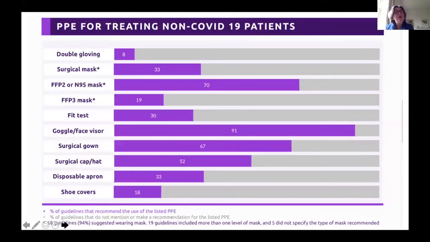In terms of the mitigation, again, there was variation in the recommendations of PPE. As you can see here, the masks of FFP2 or N95 were recommended by 70% of the guidance documents. Interestingly, I'm sure you're aware that when you are undertaking aerosol generating procedures in the hospital, you are required to wear an FFP3 mask and to be fitted for it.